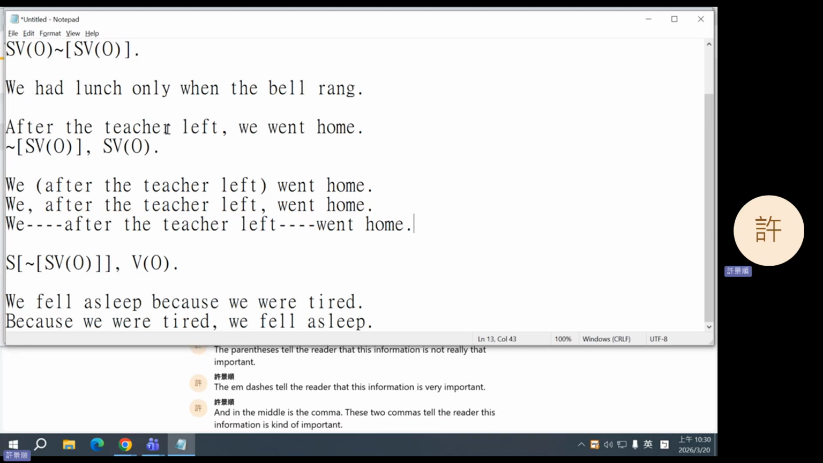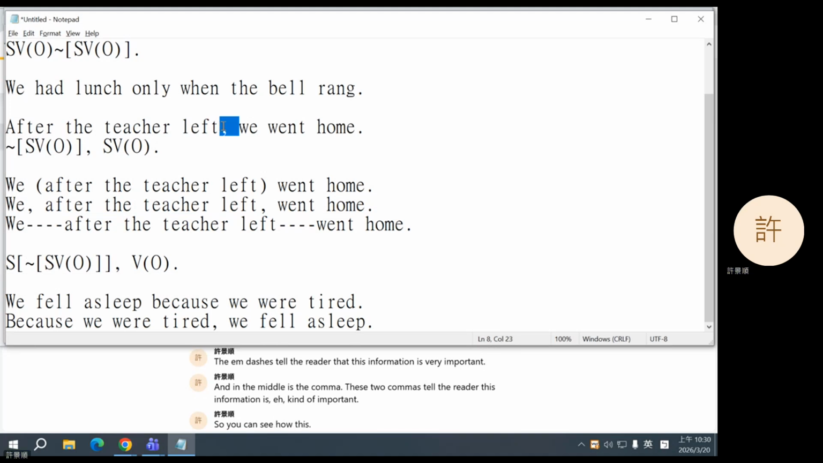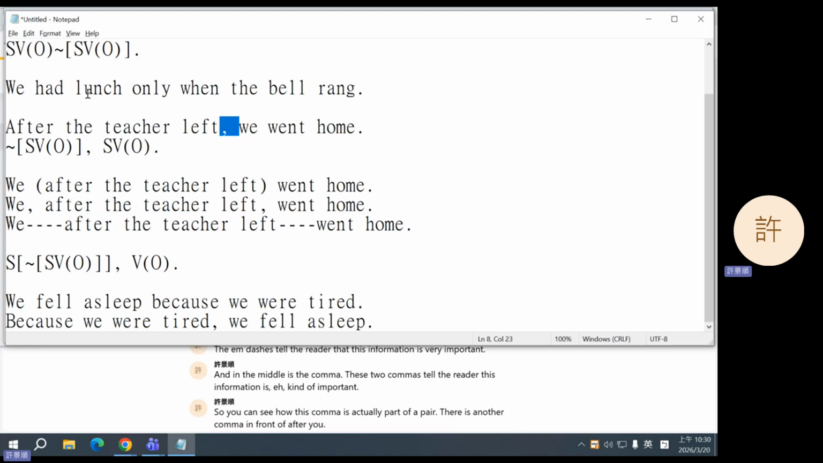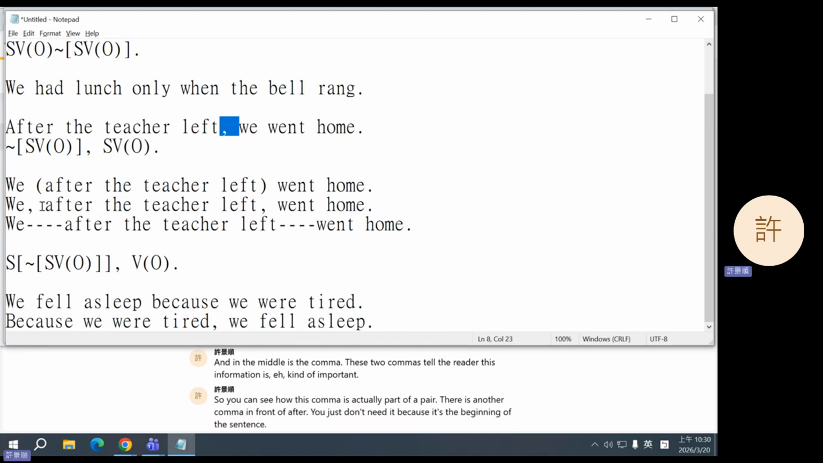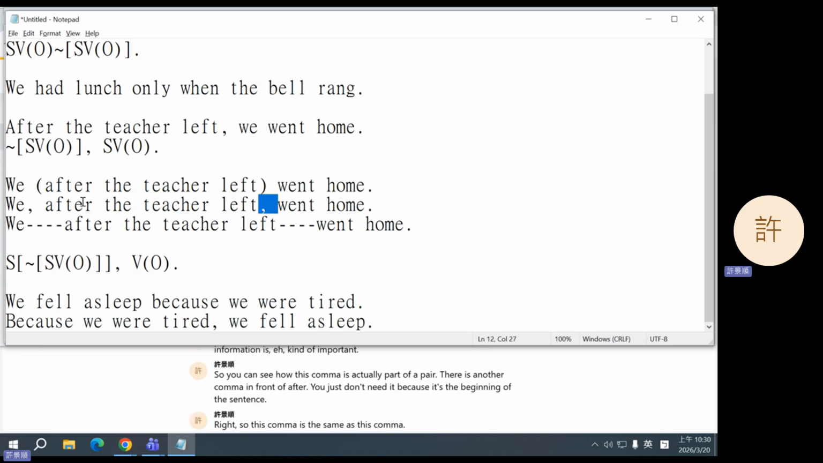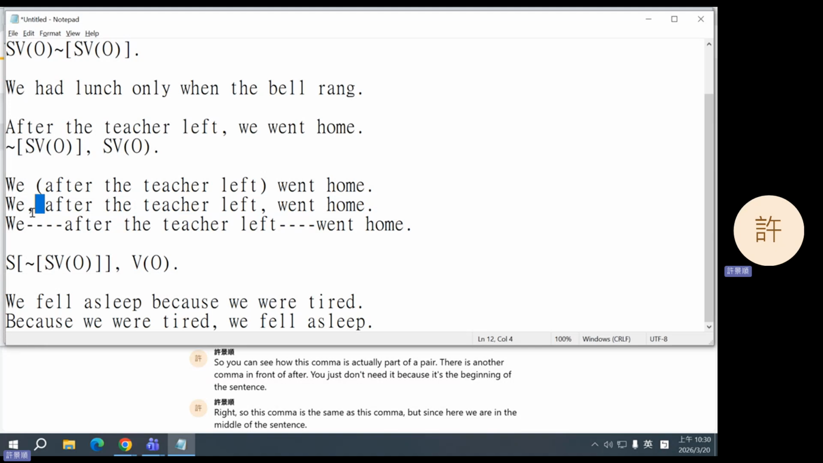So you can see how this comma is actually part of a pair. There is another comma in front of after. You just don't need it because it's the beginning of the sentence. Right? So this comma is the same as this comma, but since here we are in the middle of the sentence, you have to have the second comma. Okay, that's the end of the introduction.